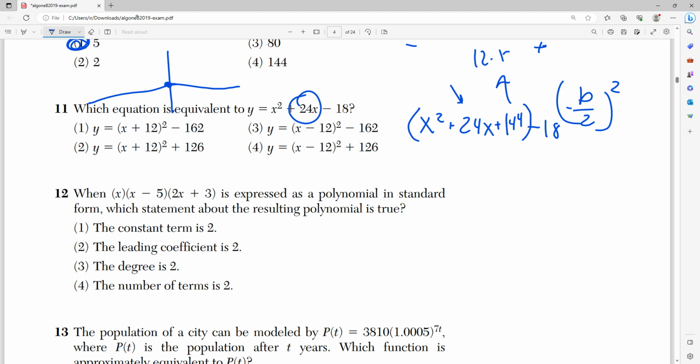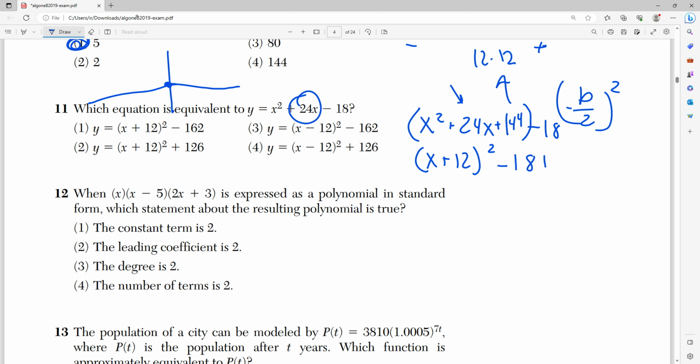It's 12 times 12, right? 12 times 12 is 144. If you add it, it is equal to 24. So then you can just factor that out as normal. This is going to give you x plus 12 squared, right? Then you have that negative 18, right? That you put in after that.